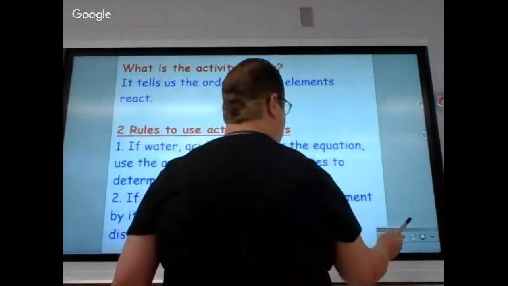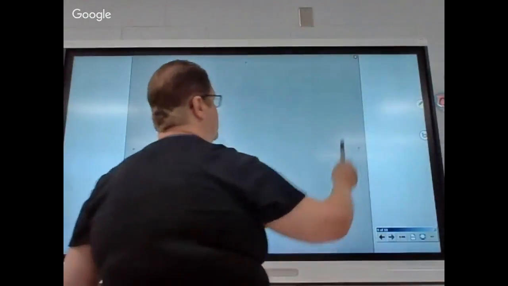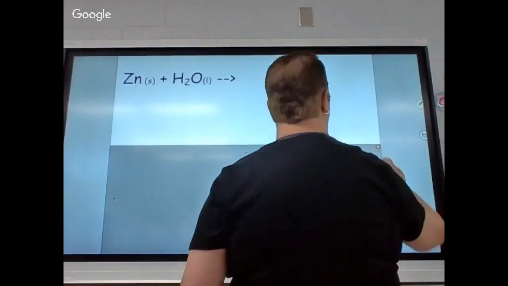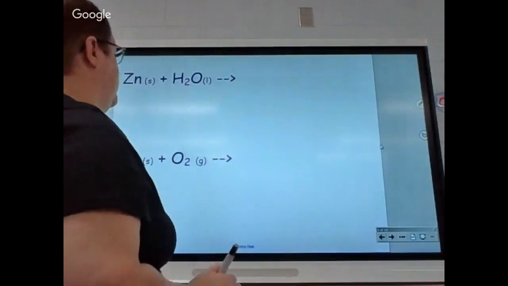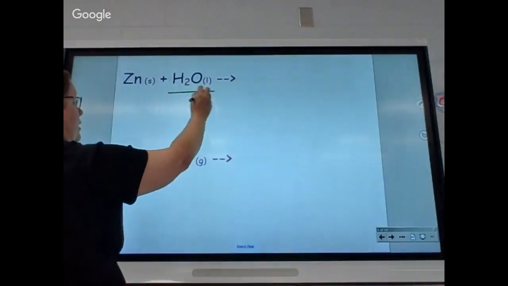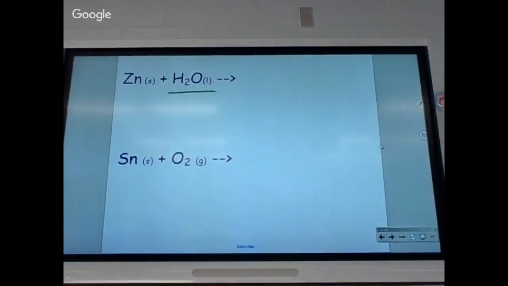So we started some examples. Whoops. On Friday. And we did some things like this. So we looked at zinc plus water. Is water as a liquid one of those arrows?